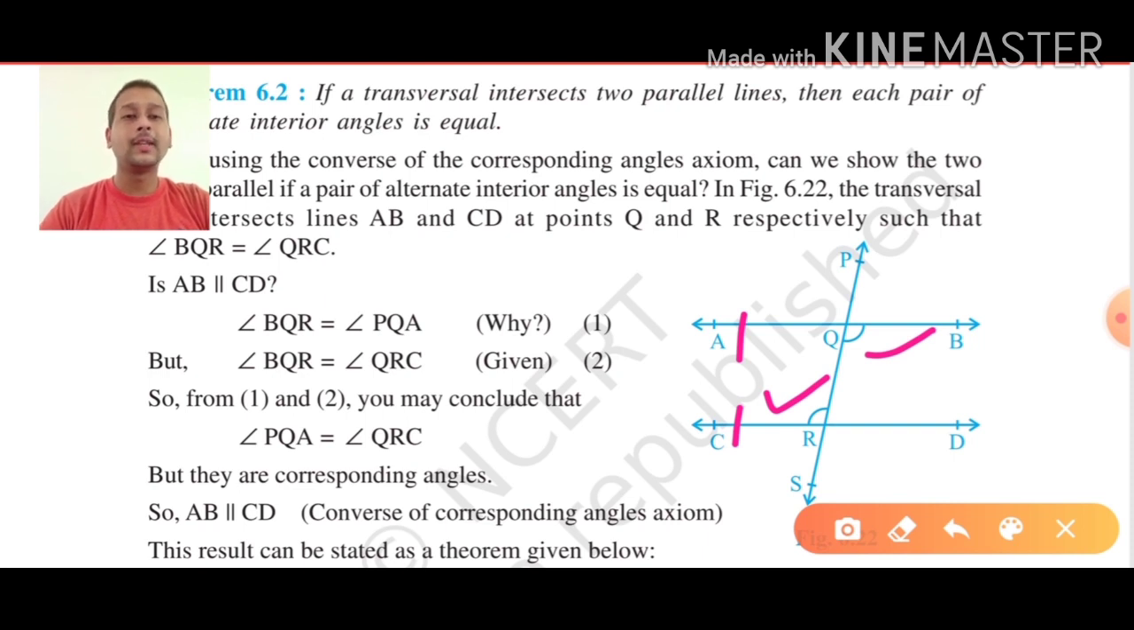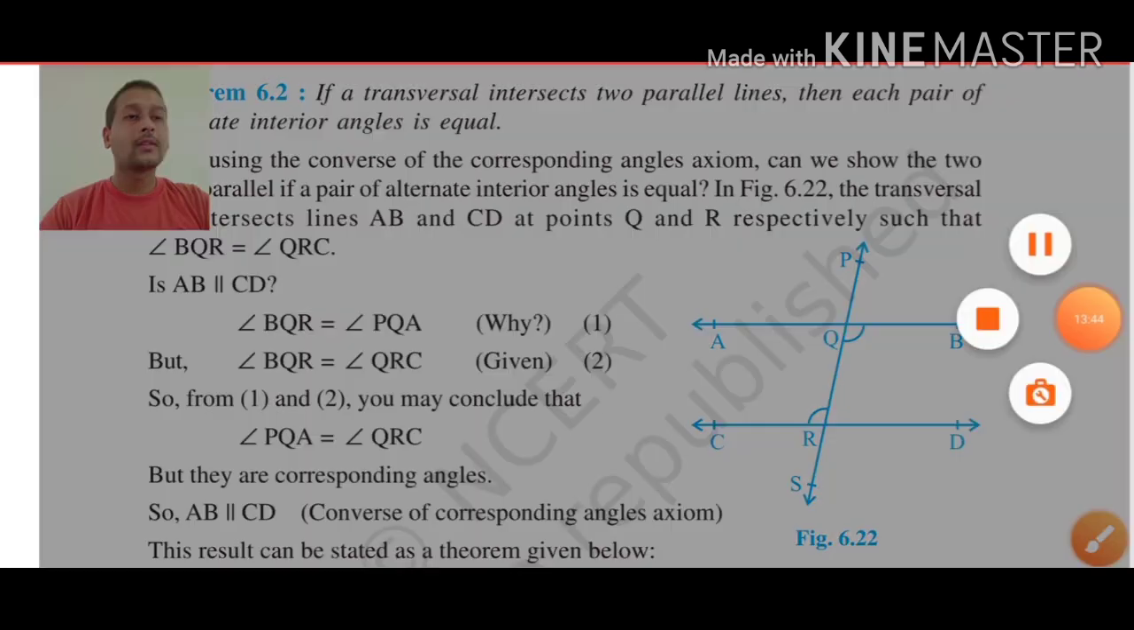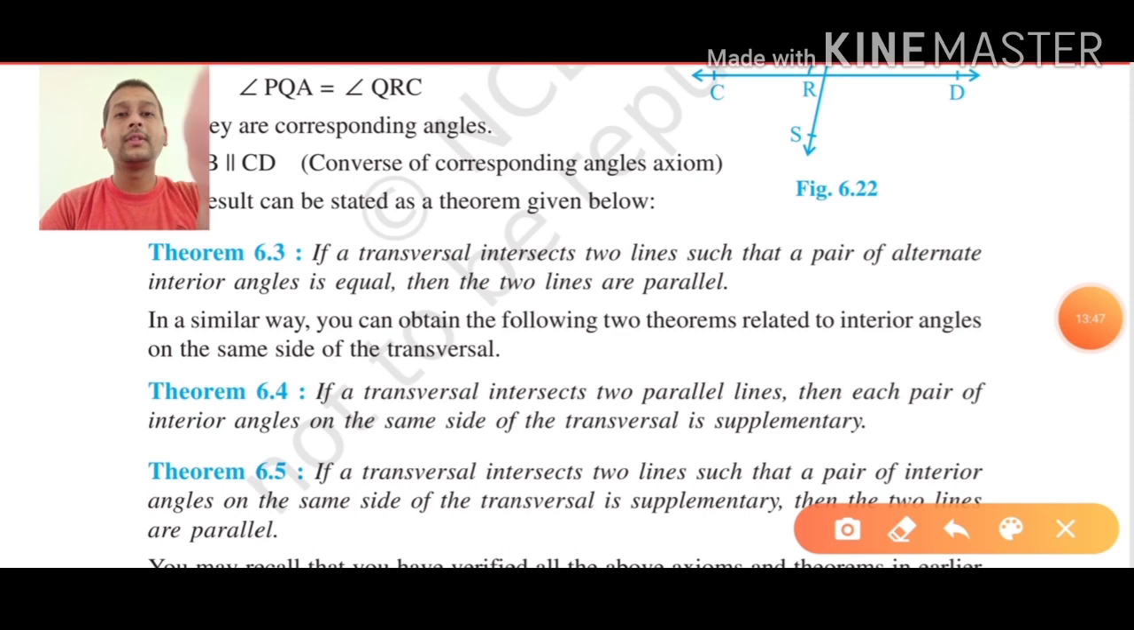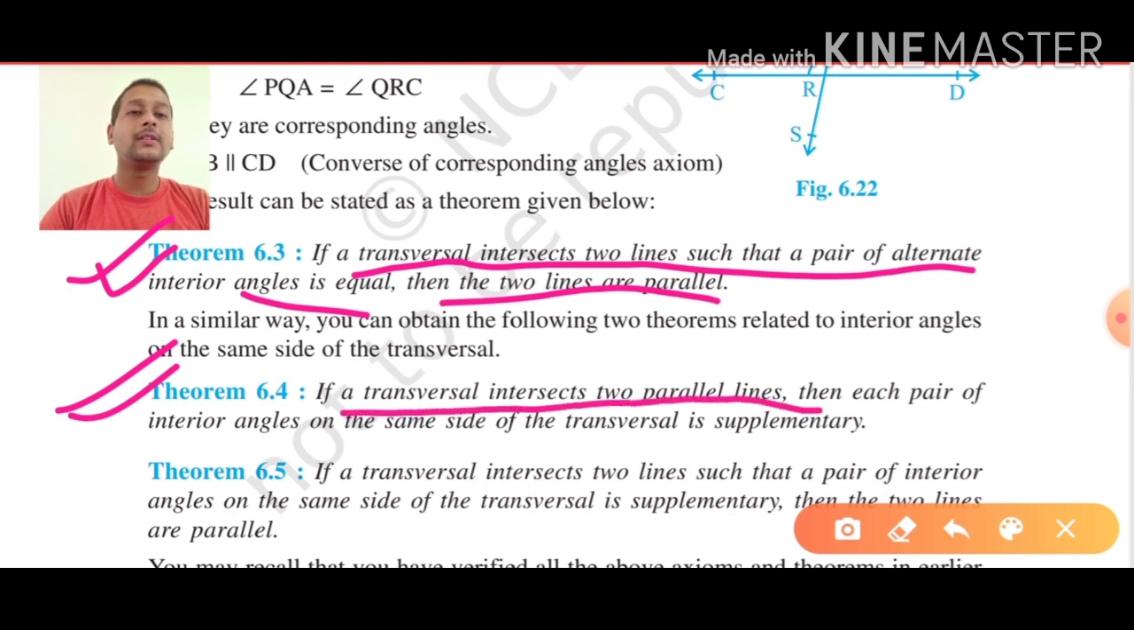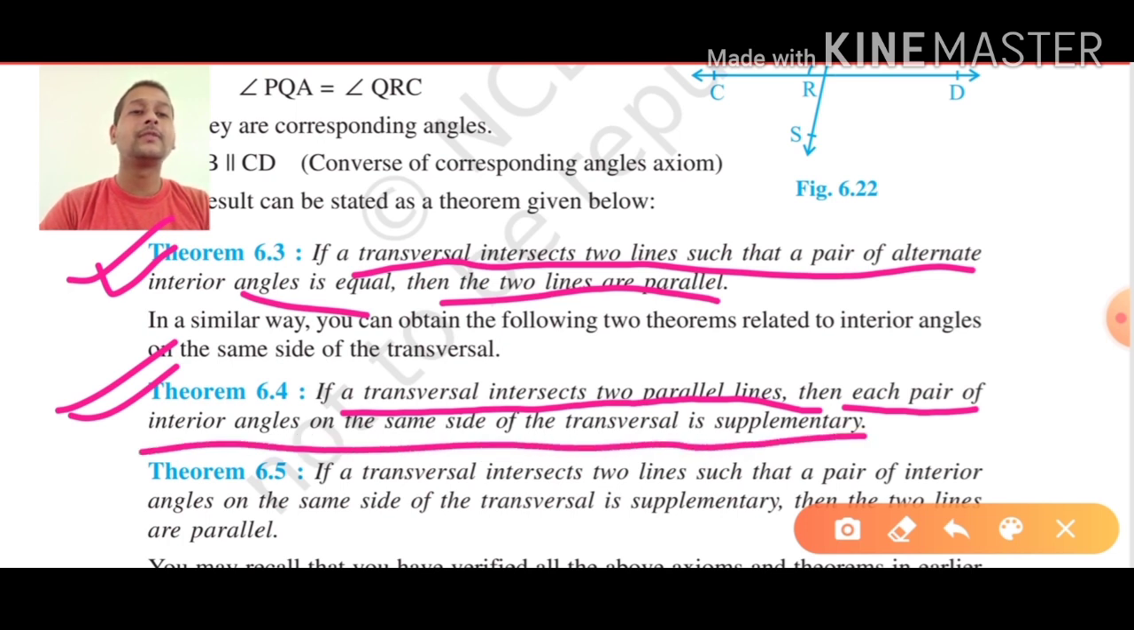The proof is given in the PDF. We will just go through it. Okay, then we have the other theorem, which is the converse of theorem 6.2. That means if we can show for two lines, when a transversal intersects those two lines, that a pair of alternate interior angles is equal, then those two lines are parallel. Okay, then theorem 6.4: if a transversal intersects two parallel lines, then the interior angles on the same side of the transversal are supplementary.